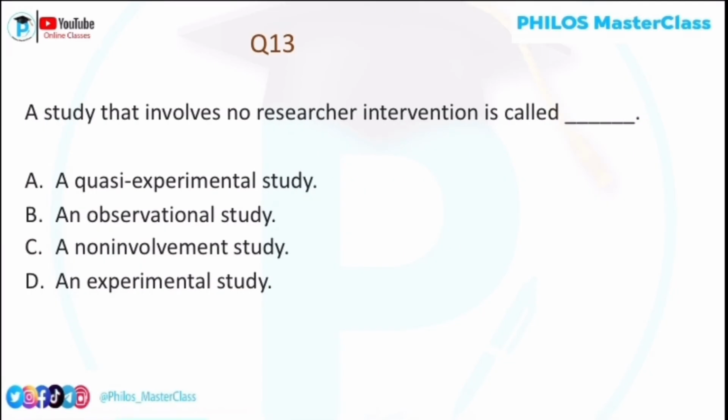This question says, a study that involves no researcher intervention is called observational study. Okay, you only record what you've seen, you don't intervene. So it doesn't need the intervention of the researcher. The researcher only records what he or she has seen. So it is observational study. Okay, so let's proceed to the next question.